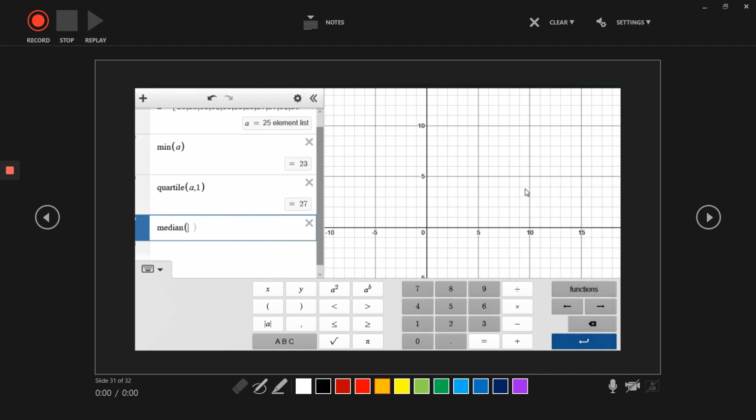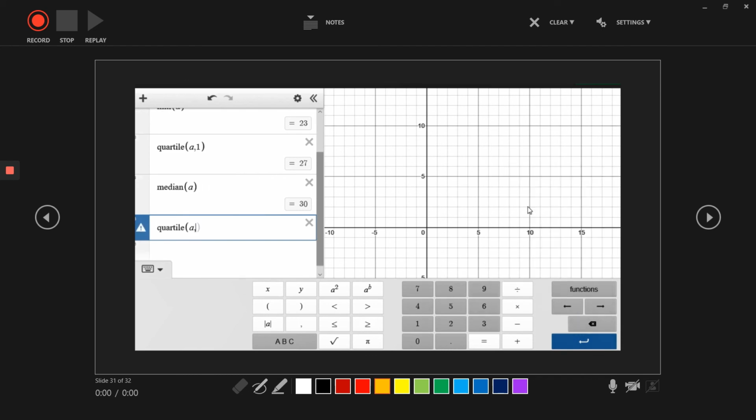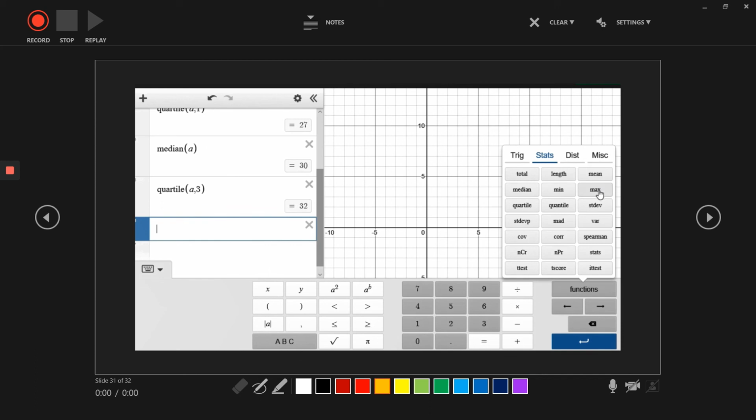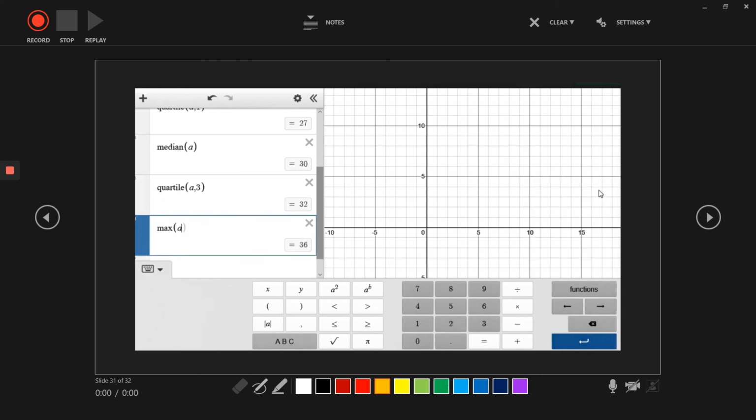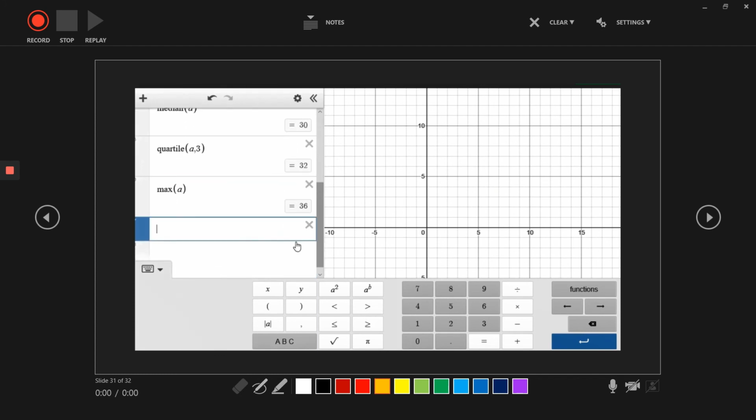Next, we need the median in the middle, also known as quartile 2. So if you typed in quartile A2, you'd get the same answer. Next, we need the third quartile. All right. And then finally, we need to know what the maximum is, right? All right, and there is our 5-number summary. You can see all 5 numbers.